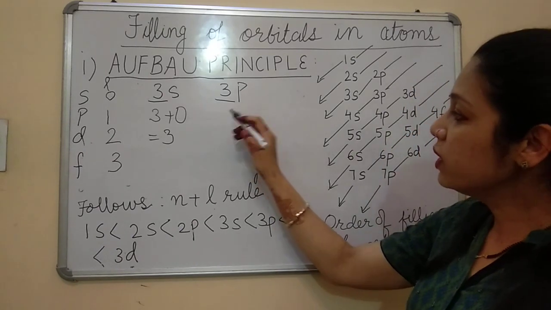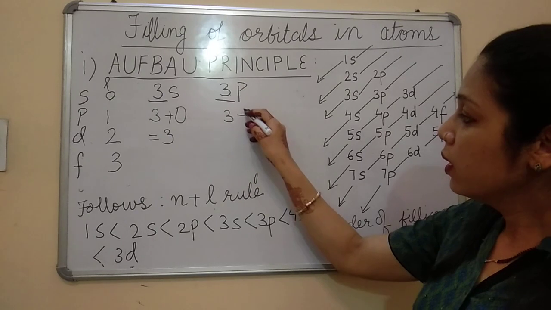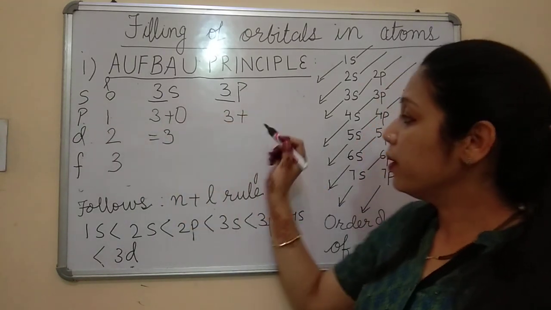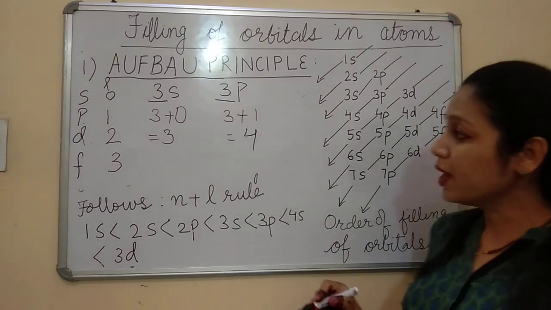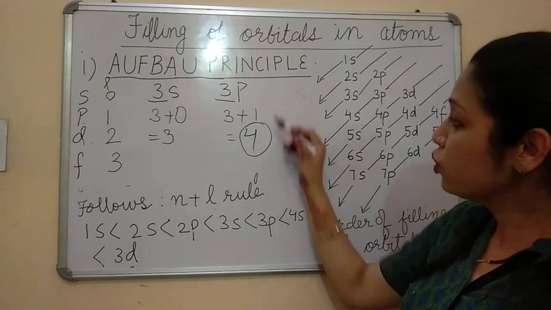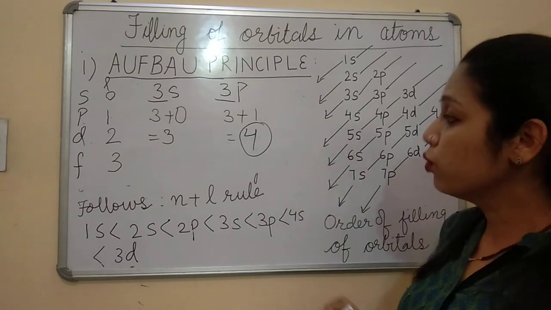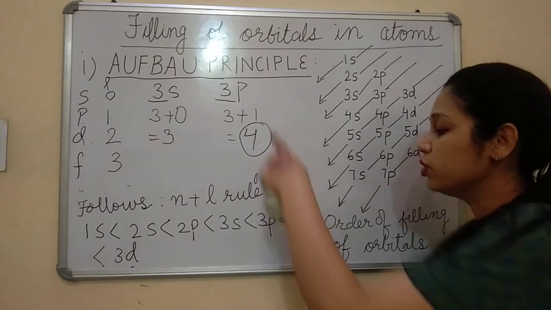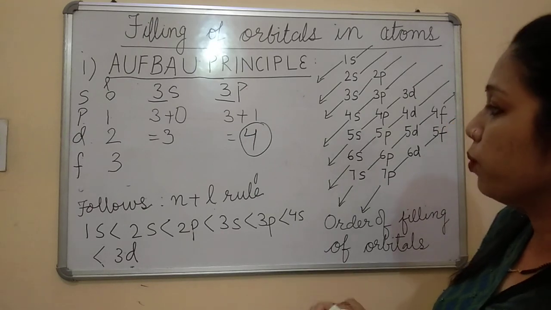Now what is the value of n in case of 3p? It is 3. And what is the value of L in case of p, children? It is 1. So it is 4. Now which one is having greater value of n plus L? 4. And that is of 3p. It means 3p is having more energy as compared to 3s. So this is how, children, we find out the energies of different orbitals.